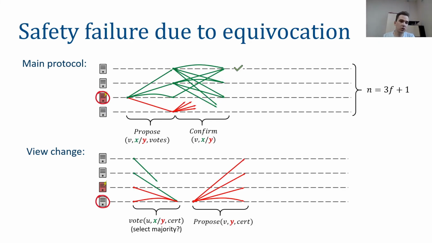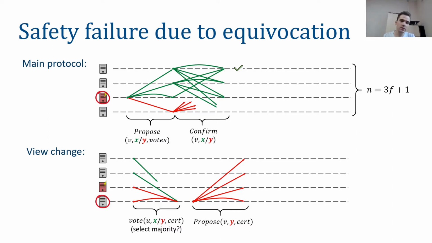We must pay special attention to the case when a Byzantine leader proposes multiple values in the same view. We call this behavior equivocation. If one of the values is decided by a correct process, in order to maintain safety, all future leaders must choose this value in the view change. But how does the new leader determine which value to choose?